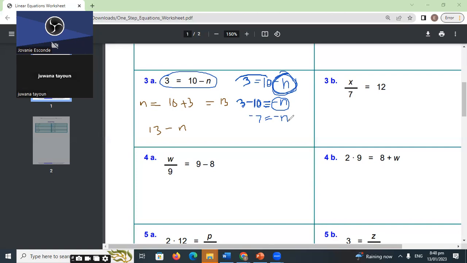Never mind. So is it your final answer? Yes or no? Yes. Okay. Actually, no, because you have there negative n. We have to remove the negative, right? Because our goal here is to find the value of n. So since we have a negative sign there, we have to remove that.